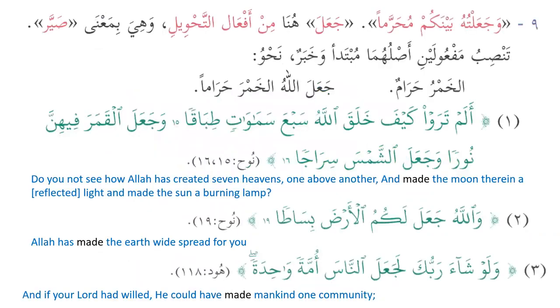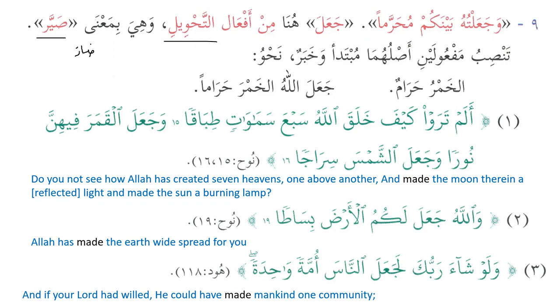وجعلته بينكم محرما. جعل هنا من أفعال التحويل. Now we can see over here يعني وهي بمعنى صير. That means that you make something become something. We have the verb صار يصير, which is to become.